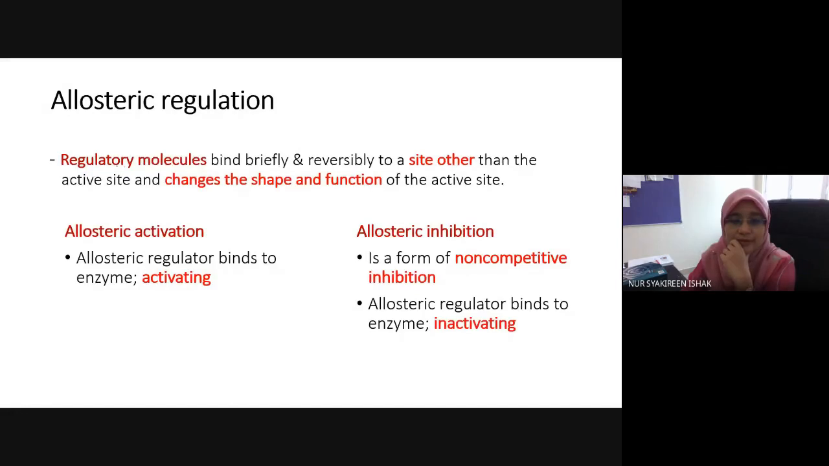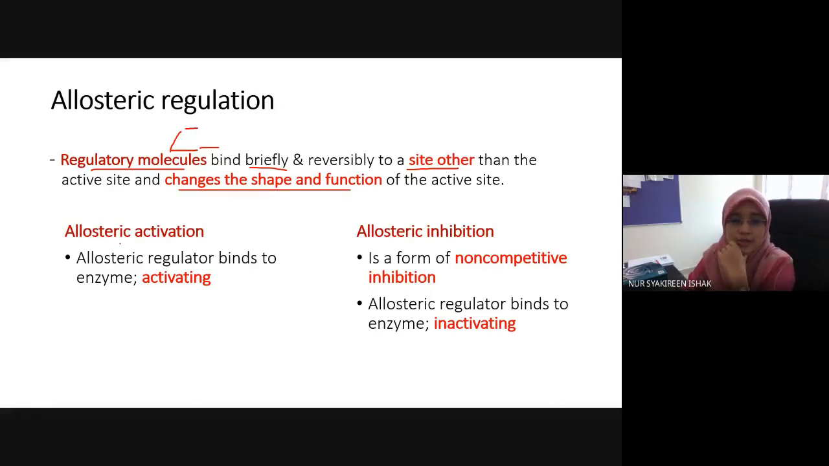Okay, so you can have regulatory molecules. Regulatory molecules can be of two types, activators and also inhibitors. This regulatory molecule will bind briefly and reversibly to another site. Another site is referring to the allosteric site. The binding of this regulatory molecule will cause the enzyme to change shape and change its function.